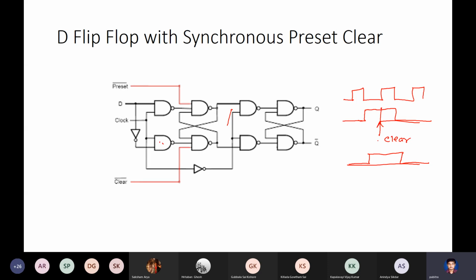Again, this circuit you can analyze. It's actually simpler than the asynchronous preset clear. You have input preset clear only to the first latch, not the second latch. But you can again analyze this. I'm not analyzing it, but with the hope that you will be doing it. It is easy. All you need to do to write down the excitation table is to consider different conditions.